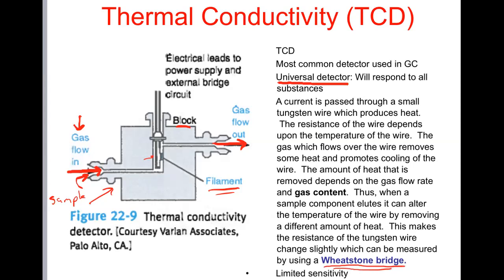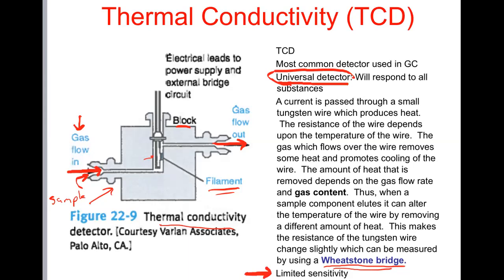So this is the thermal conductivity detector. We measure the change in that filament's resistance due to a change in temperature, which is caused by differences in thermal conductivity, or heat removal ability, of our sample molecules compared to our carrier gas. Now, this works really great. It's a universal detector, can detect just about everything because just about everything has a different thermal conductivity than your carrier gas, right? But the problem with it, down here at the bottom, is that it has very limited sensitivity.